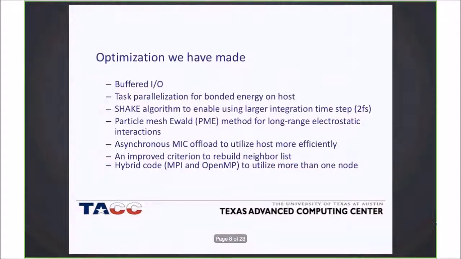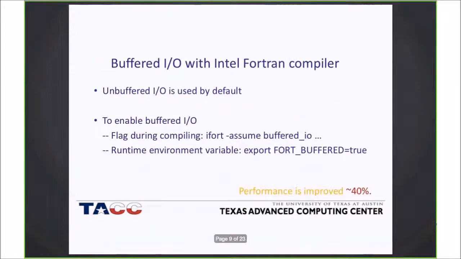In the following slides, I'm going to go through the improvements we made one by one. We majorly focused on the optimization on one node, especially for one socket on Stampede. Later, we developed the hybrid code using MPI and OpenMP to utilize more than one node.